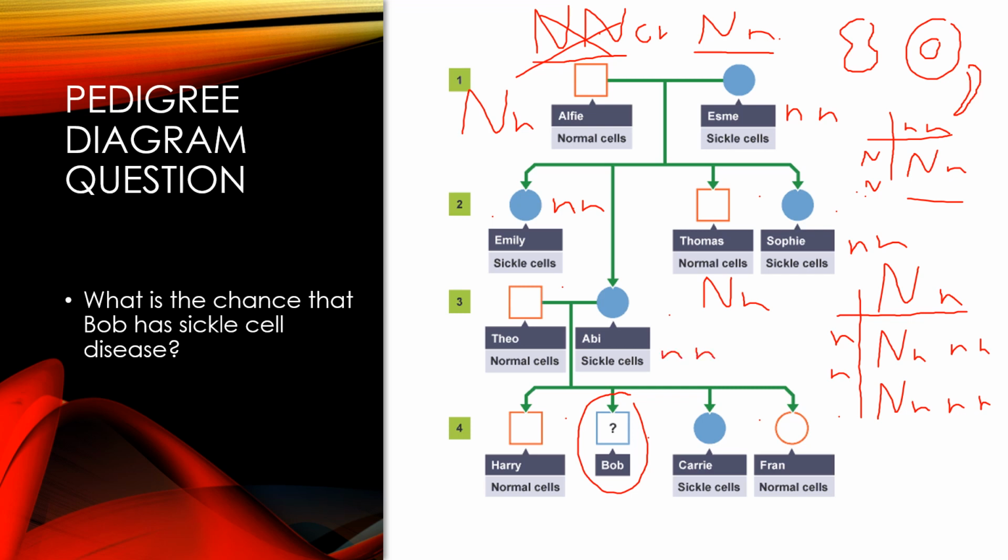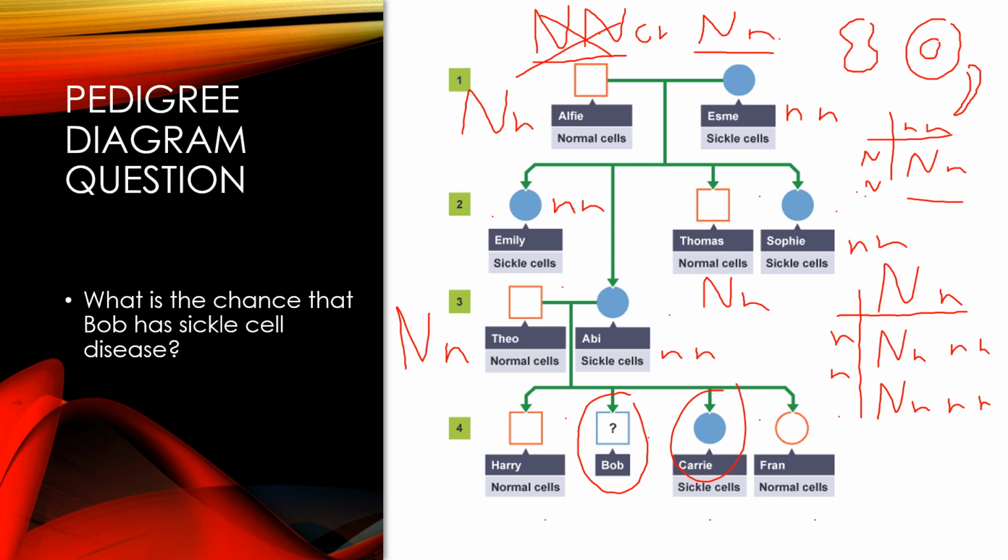Now then what happens is we've got Theo. Now Theo is coming from outside the family. Abby's married to Theo. Now again then, if Theo was homozygous dominant, we've worked it over here, then none of their kids would have sickle cell anemia. Whereas some of the kids in fact do have sickle cell anemia. That tells us then that Theo must therefore be carrying the recessive allele. So therefore Theo must be that combination here.